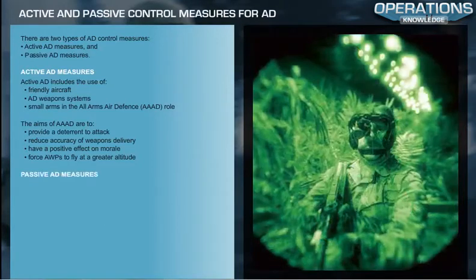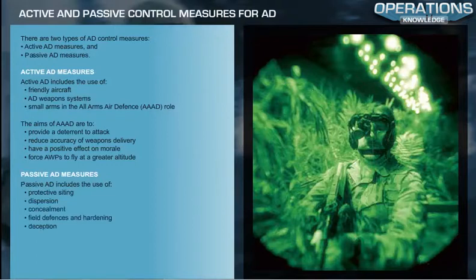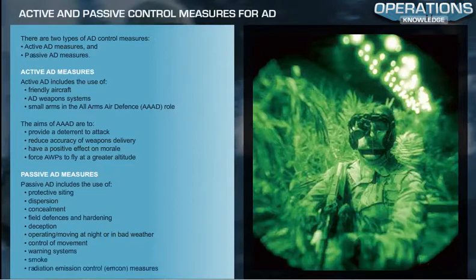Passive AD measures are the primary means of defence available to all units due to the limited number of specialist AD weapons and the limited range effect of all-arms air defence. Passive AD measures are designed to minimise a unit's chance of detection by enemy aircraft and minimise casualties and damage caused by enemy air action. Passive measures include sighting, dispersion, concealment, field defences, and hardening, deception, operating and moving at night or in bad weather, control of movement, warning systems, smoke, and radiation emission control measures.